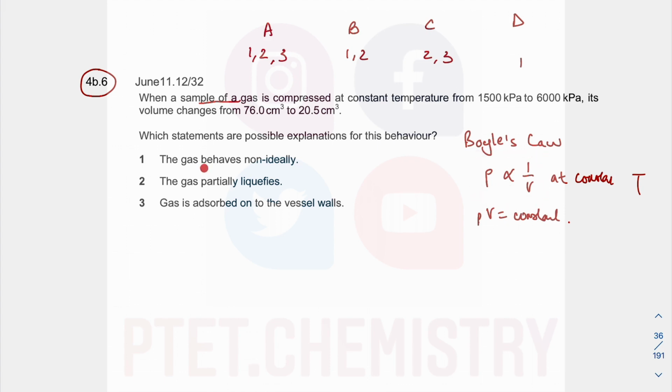Alright, so that is how you check statement 1, although I should check statement 2 first by logic of these options. If I check statement 2, it says the gas partially liquefies. In terms of liquefaction of gases, you know that when the gaseous molecules get closer together, you are forming intermolecular forces between them. These will get stronger and stronger because they get closer together. Eventually they will condense into the liquid state.